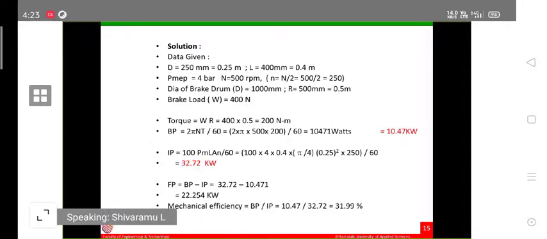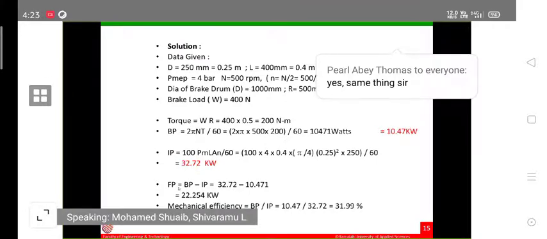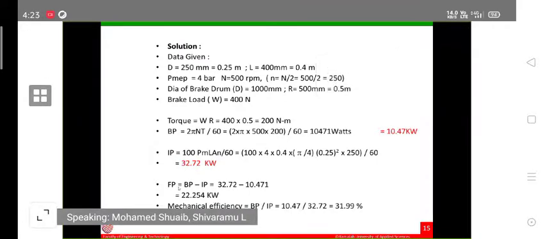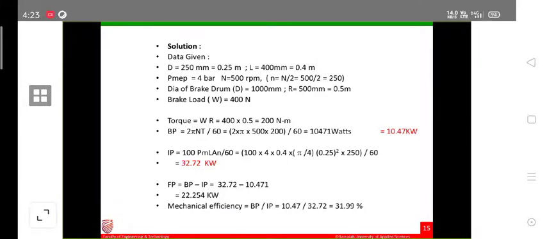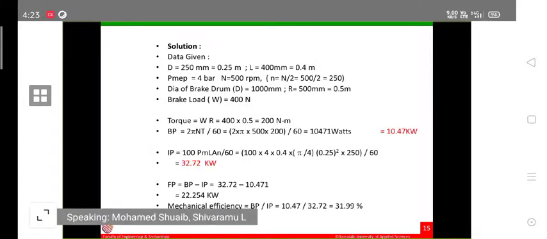So I think here they are, yeah. Can someone else also get it clarified? Is it the same thing? So don't consider 100. Instead of that, consider 4 into 10 raised to 5, because they have converted bar into Newton per meter square. So it should be 4 into 10 raised to 5. Can someone else also calculate and tell me?